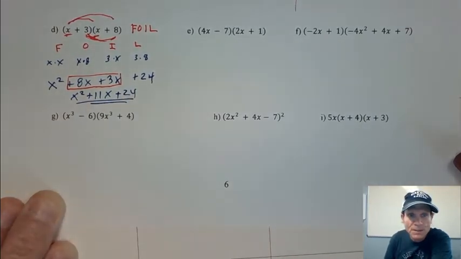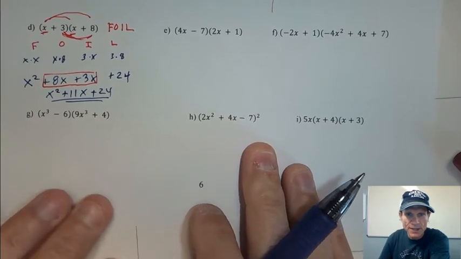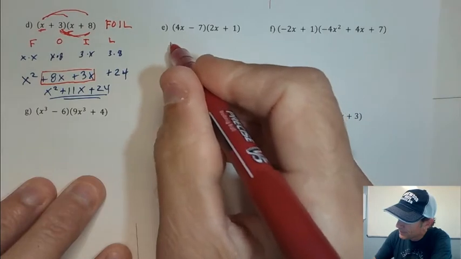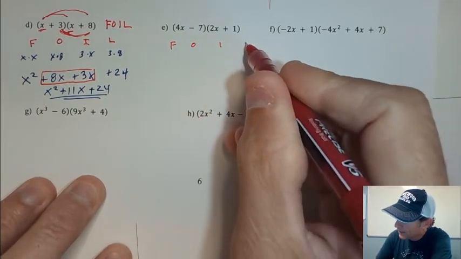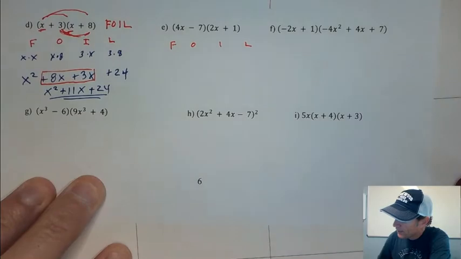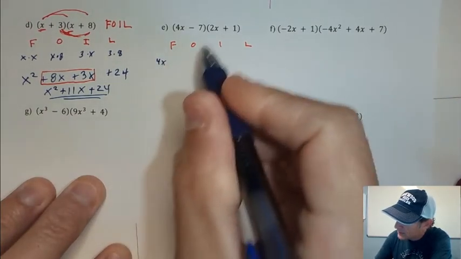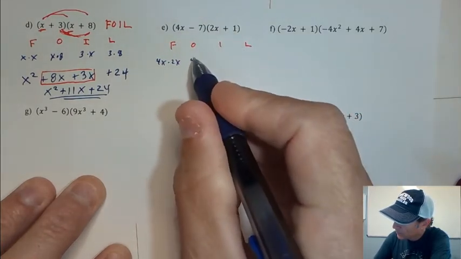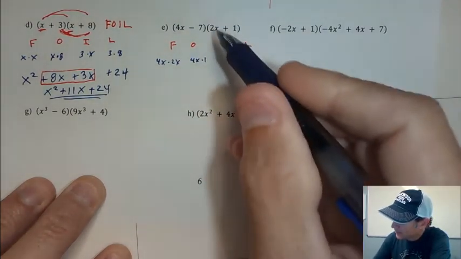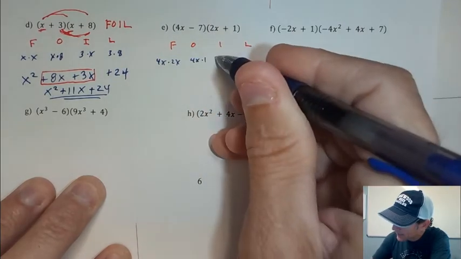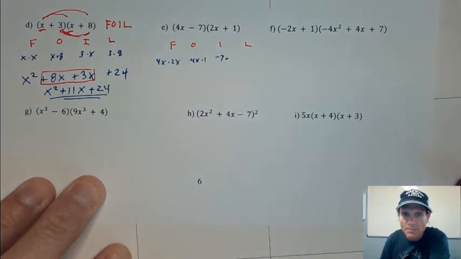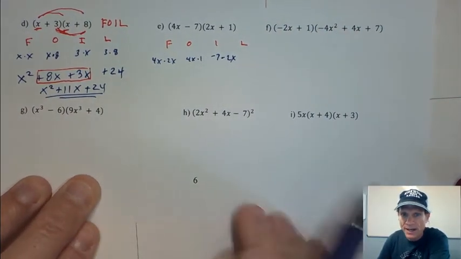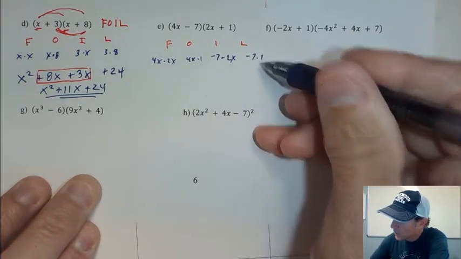Okay. So looking at that procedure a little faster with E here, I'm going to write down FOIL. So for F, we'd have 4x times 2x. For O, we'd have the outside, we'd have 4x times 1. For the inside, we have to be careful. It's negative 7 times 2x. And then for the last, we'd have negative 7 times 1.